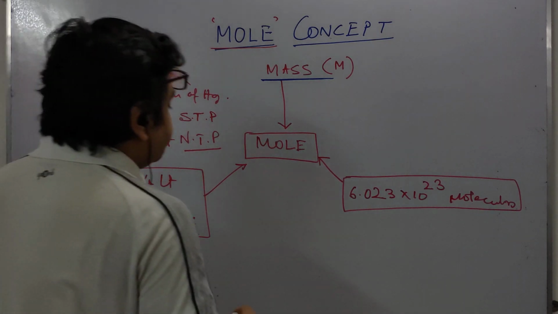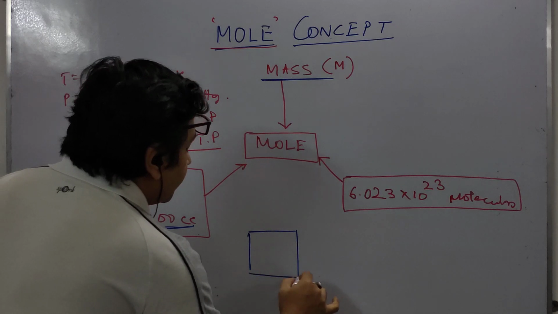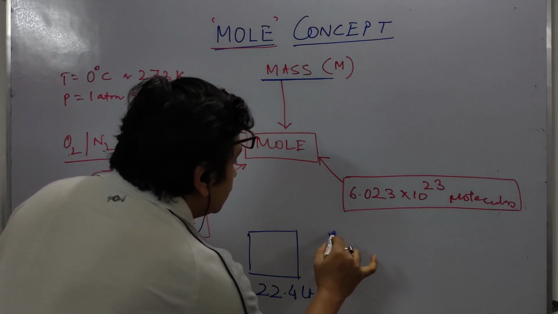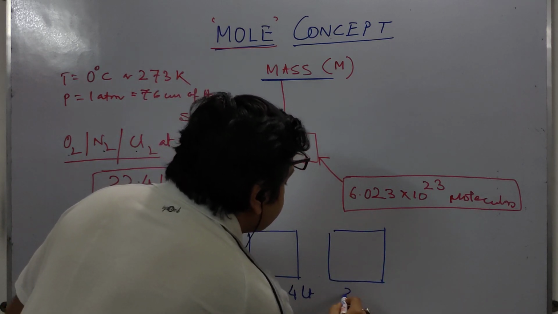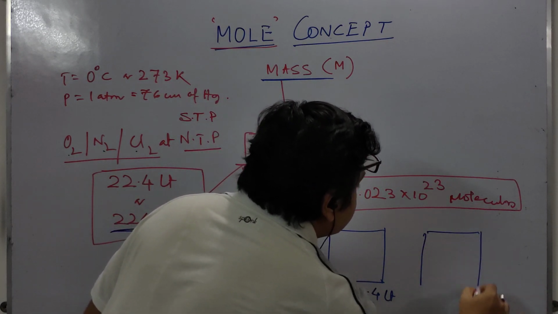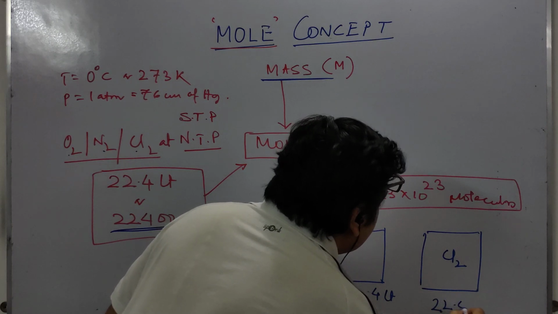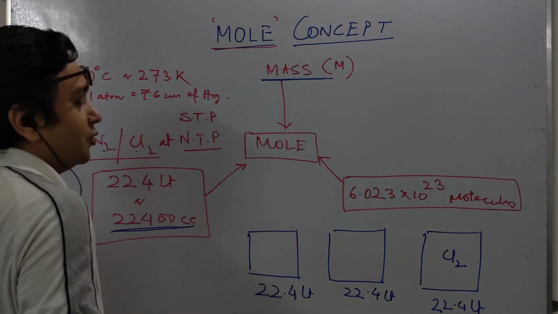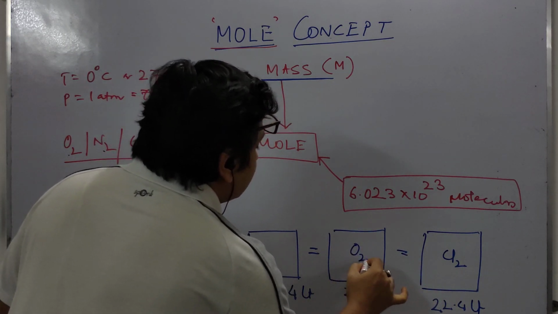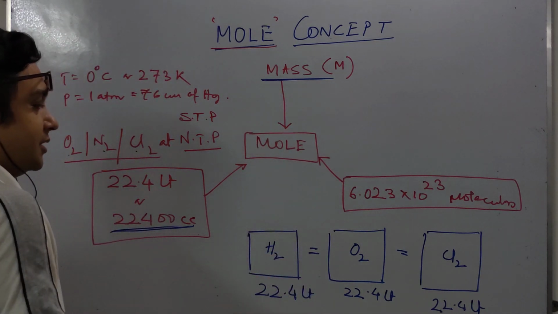Now suppose I have purchased 1 or 2 gas chambers like this. Every chamber is nothing but 22.4 liter. 2 or 3 chambers I have purchased. Now in one gas chamber I am inserting chlorine gas. The volume of all the 3 chambers are equal. Please do remind this. Here I am inserting oxygen gas. Here I am inserting hydrogen, for example.